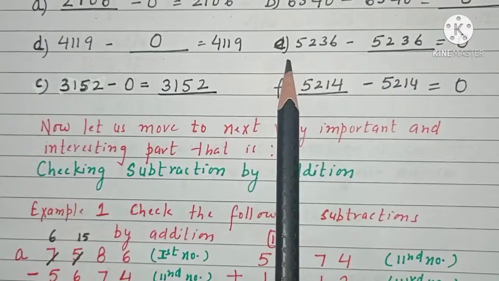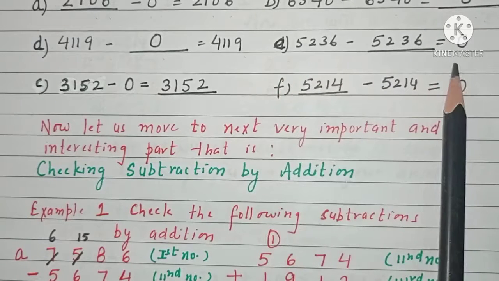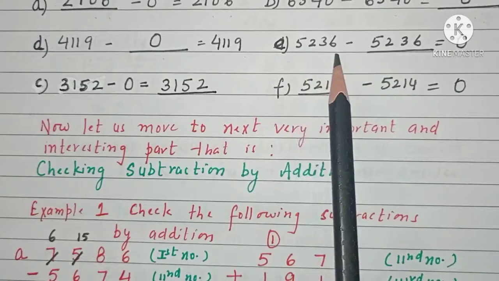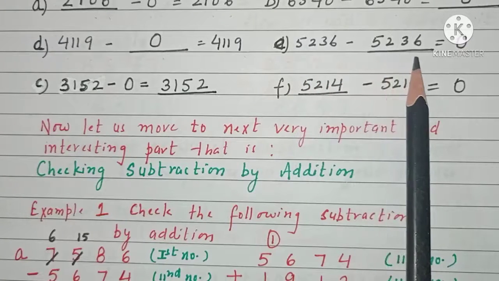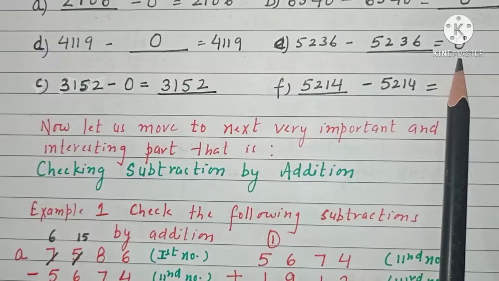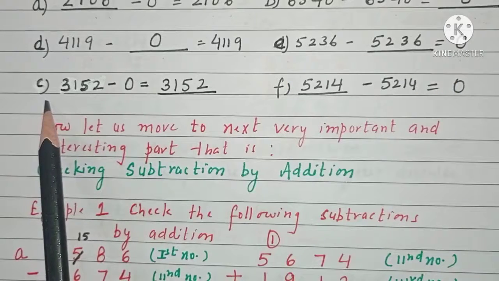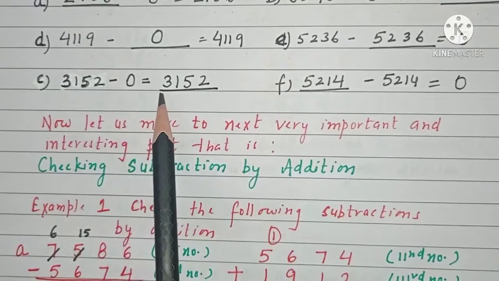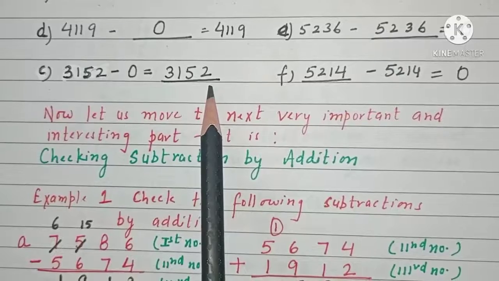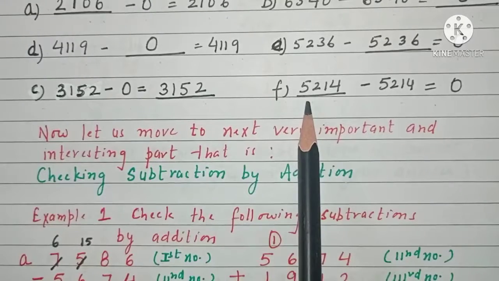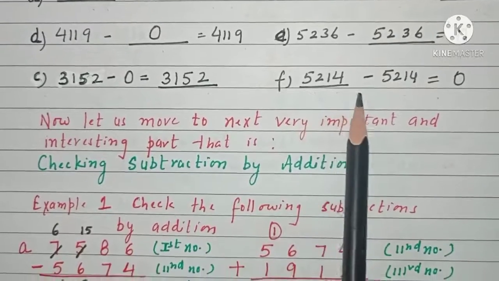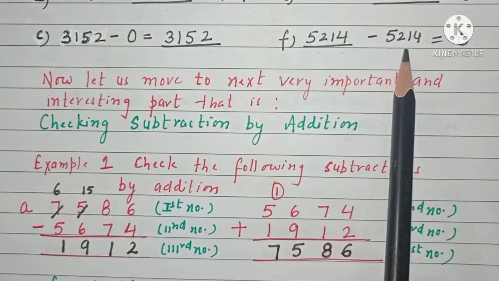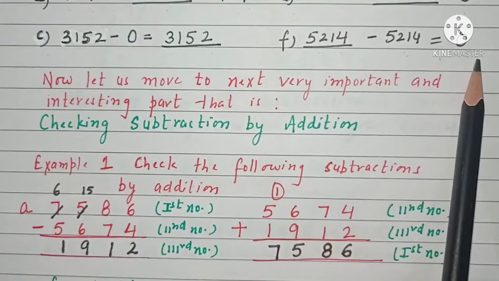4119. As per the E part, we are getting the answer as the same number, that is 5236 minus 5236 is equal to 0. Now, C part is 3152 minus 0 is equal to 3152. Now, in the F part, we have got 5214 minus 5214 is equal to 0.